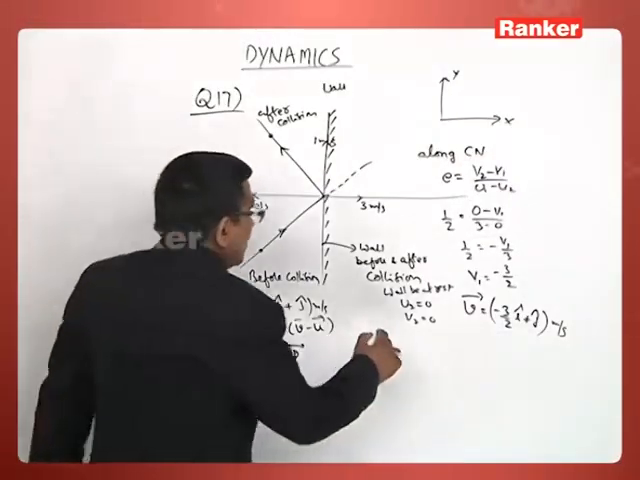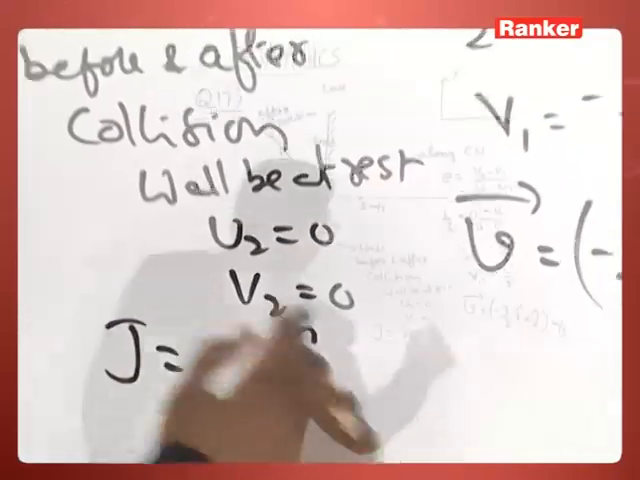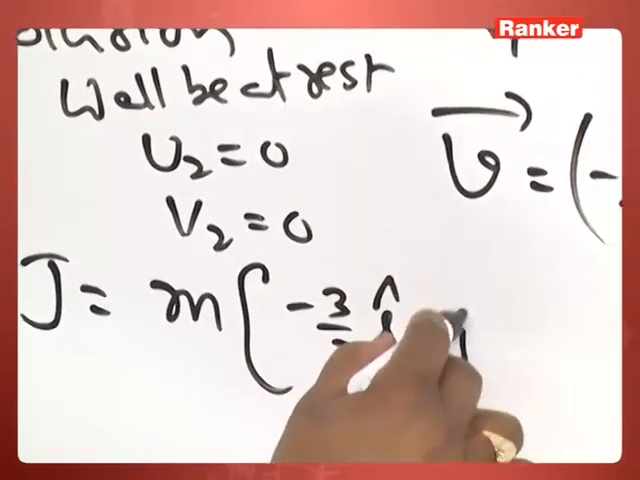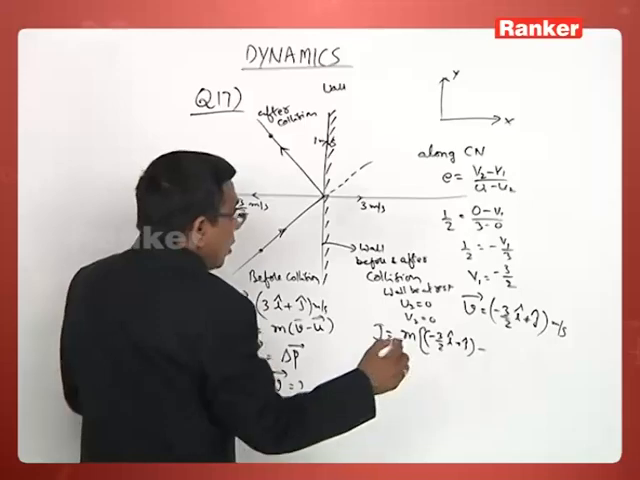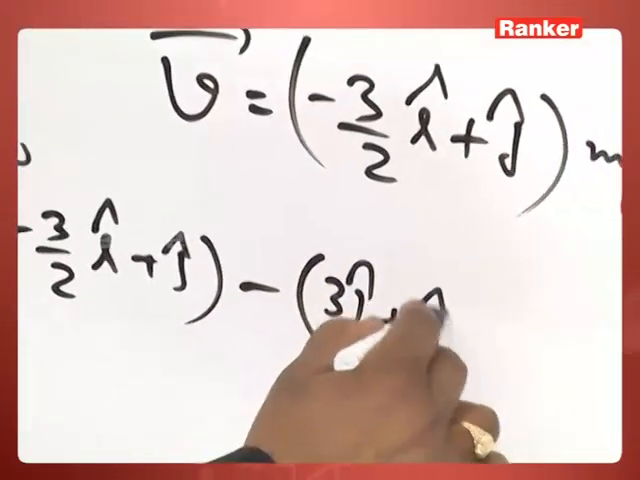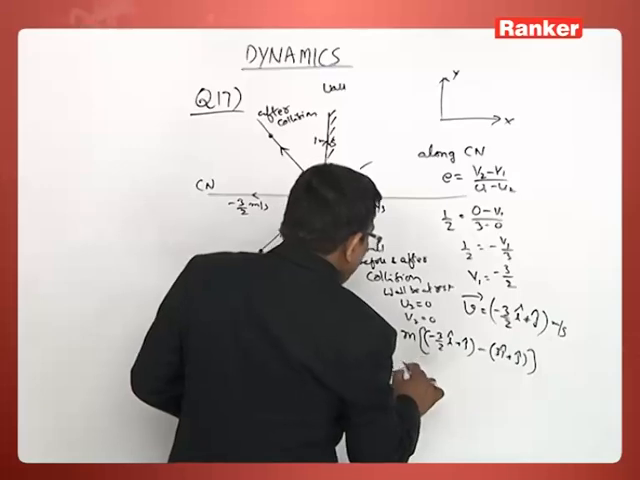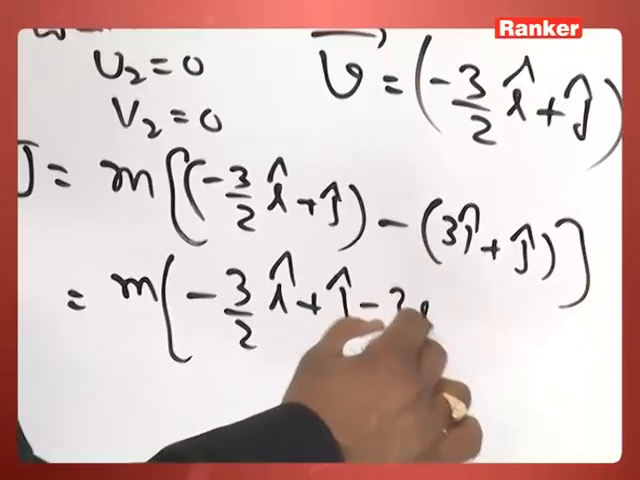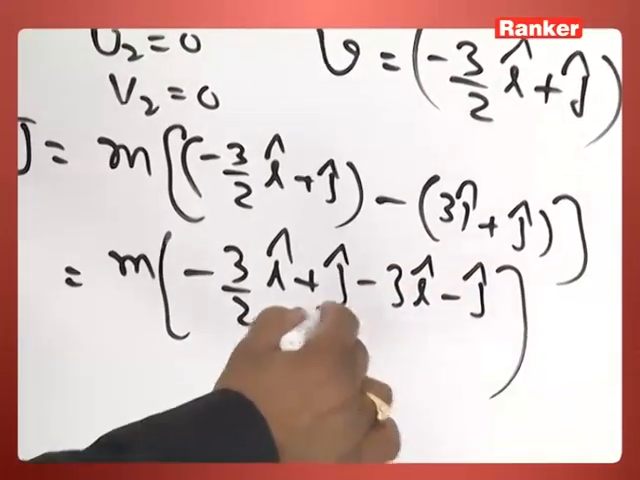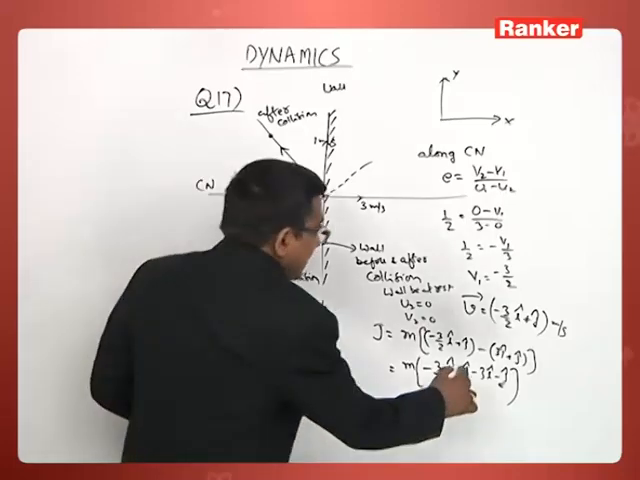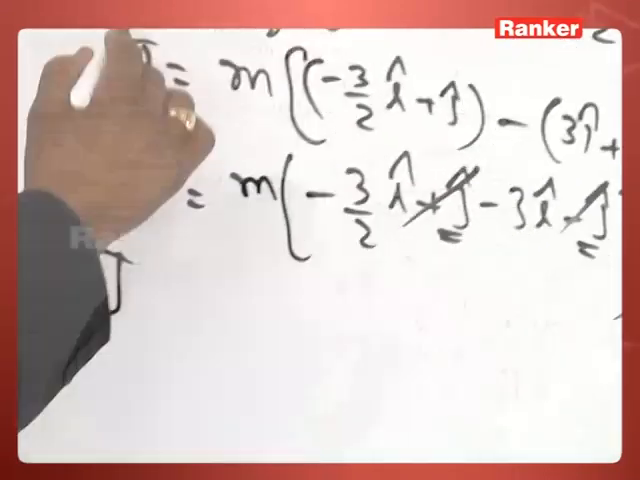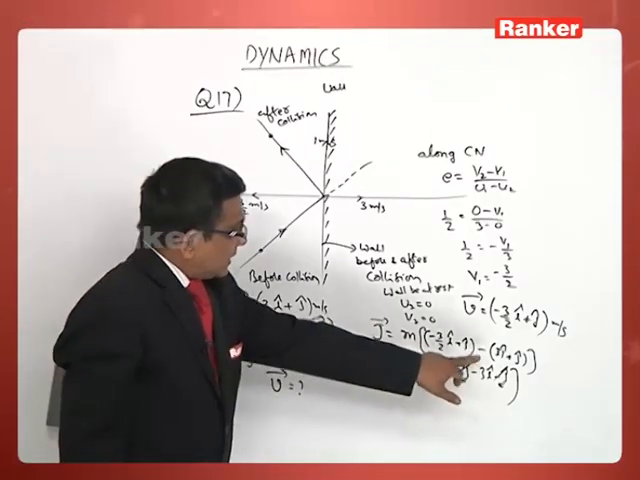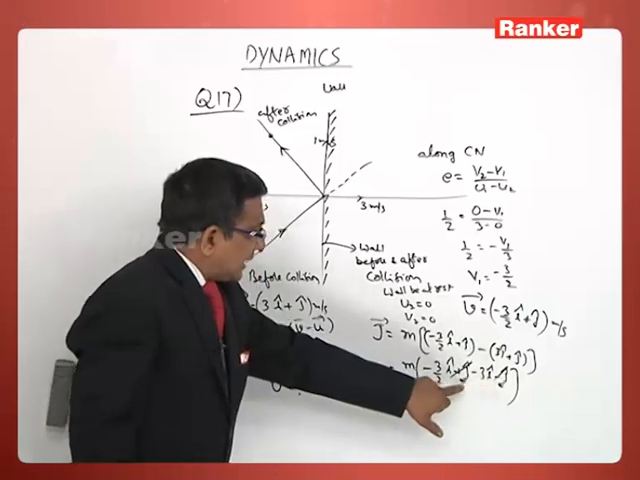Therefore, what is the impulse? Impulse is equal to m into v bar minus u bar. v bar is minus 3 by 2 i cap plus j cap, minus u bar, which is 3i plus j. So if you simplify, m times minus 3 by 2 i cap plus j cap minus 3i minus j. So plus j minus j gets cancelled. Therefore, the impulse j bar is equal to m into minus 3 by 2 i cap plus j minus 3i minus j. j and j get cancelled.